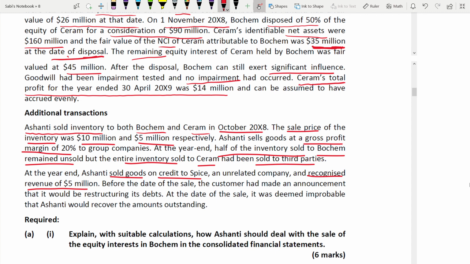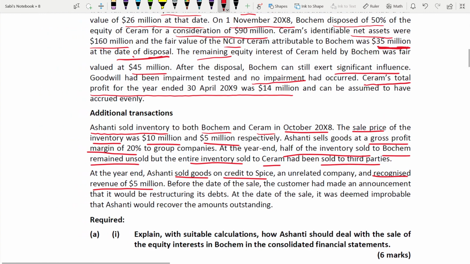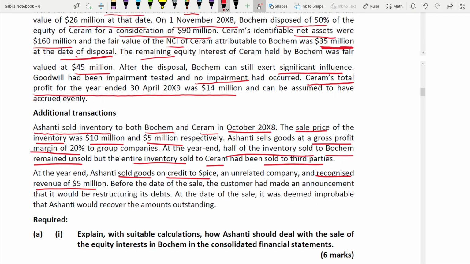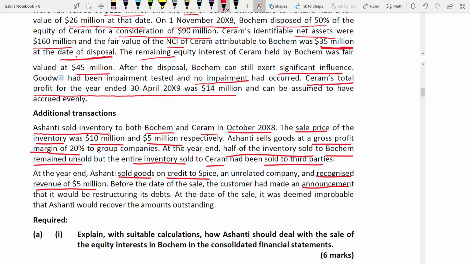Before the date of the sale, the customer had made an announcement that it would restructure its debt. Announcement was made that it would restructure its debt. This is something to do with provisions, IAS 37, restructuring and all when you do. At the date of the sale, it was deemed improbable that Ashanti would recover the amounts outstanding.